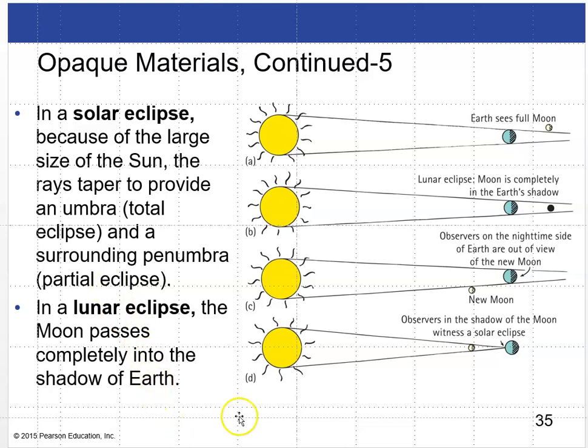In a lunar eclipse, this is a lunar eclipse right here, the moon will pass completely into the shadow of the Earth, and when it does, it is experiencing a total eclipse. In a solar eclipse, this is a solar eclipse, the moon casts a shadow on the Earth. In a lunar eclipse, the Earth casts a shadow on the moon. So in a solar eclipse, you have the sun, the moon, and then the earth in that order. In a lunar eclipse, you have the sun, the earth, and the moon in that order.